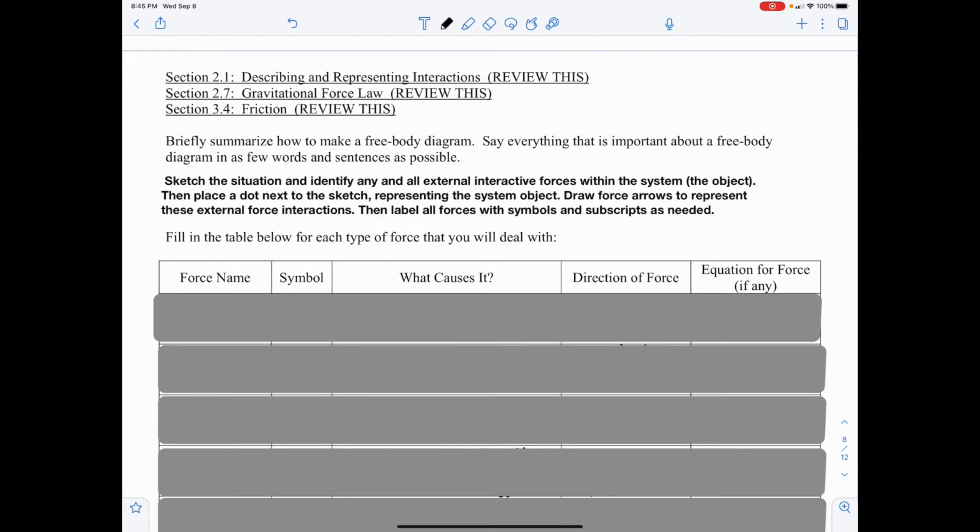Draw the forces to represent these external forces, and we draw those forces from the dot extending out in the direction in which they are applied. Then we label all the forces with the appropriate symbols and variables and subscripts as needed.